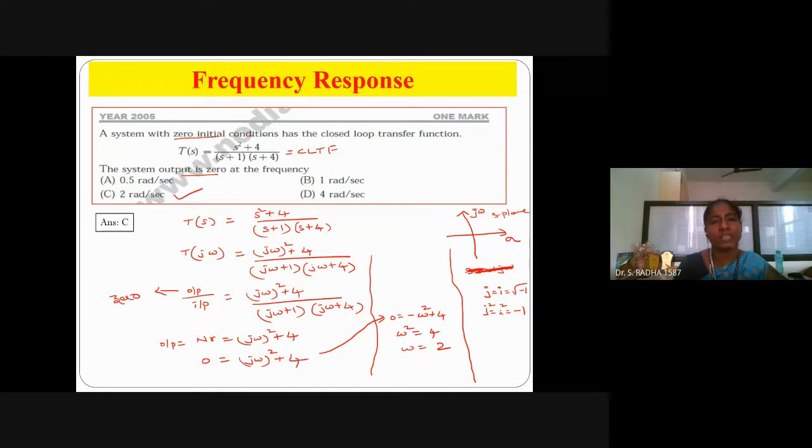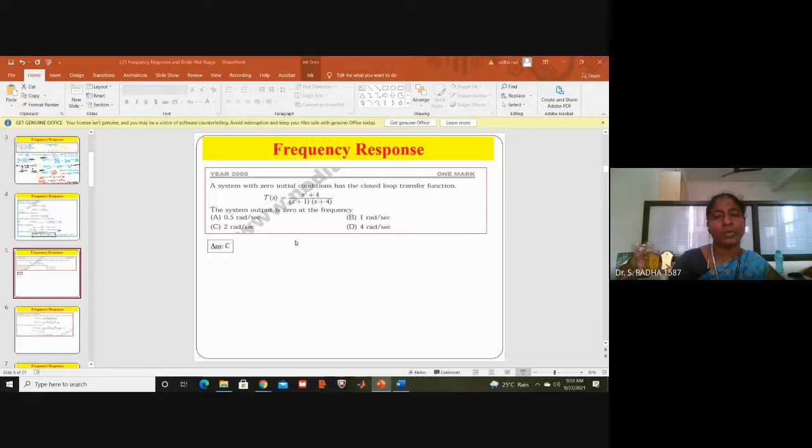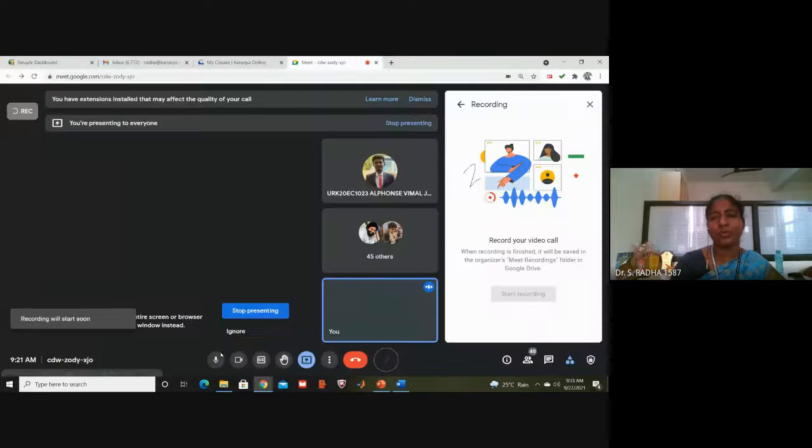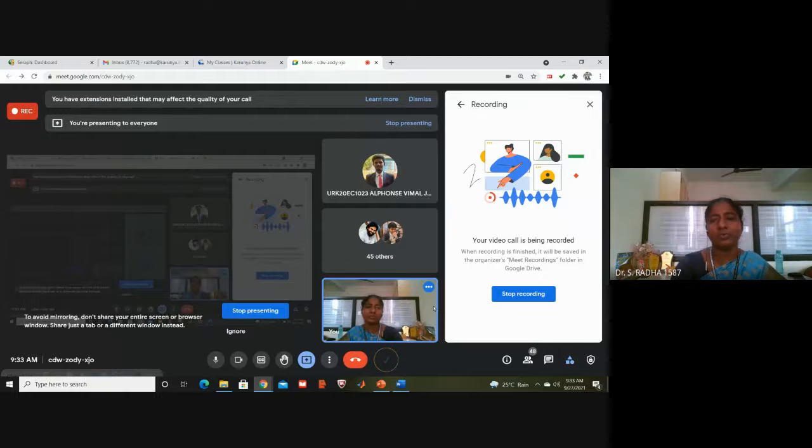2 radians per second. They are asking at what frequency. Omega is nothing but frequency. Frequency can be in terms of f or in terms of omega. If it is f, units are hertz. If it is omega, units are radians per second. Frequency can be represented in radians per second, otherwise in hertz. Now our answer is option C, 2 radians per second. Just to show you what frequency response is, I thought of taking these two problems.